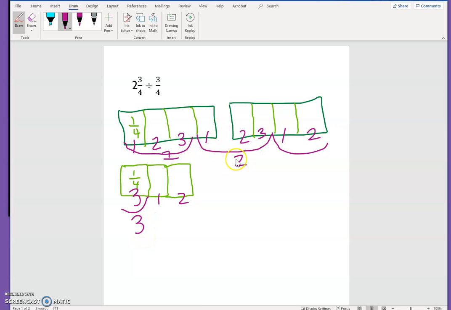I was able to make 1, 2, 3 full groups. And then when I went to count out my next one, I only had 2 out of the 3 that I was counting. Again, notice the denominator is coming from what we are counting groups of. So we're counting groups of 3/4.